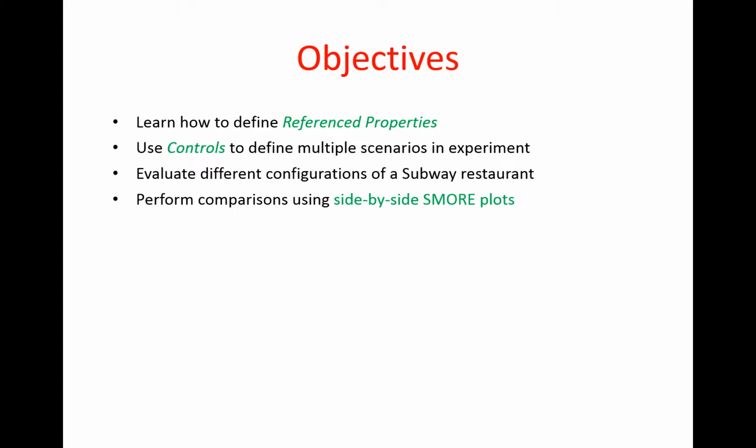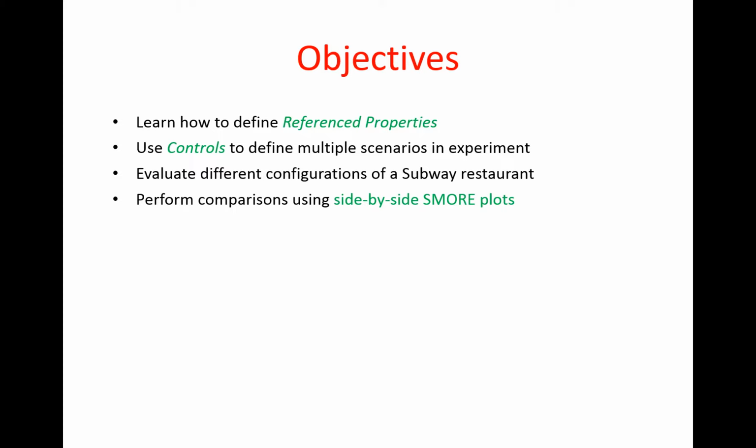And in the second video in the module, we learned how to define reference properties for our server capacities. We performed some analysis and we looked at the side-by-side smart plots that are generated for different scenarios in our experiment. In this video, we're going to pick up from where we left off in the second video of the module. However, due to time limitations, I'm not going to go over the model again.